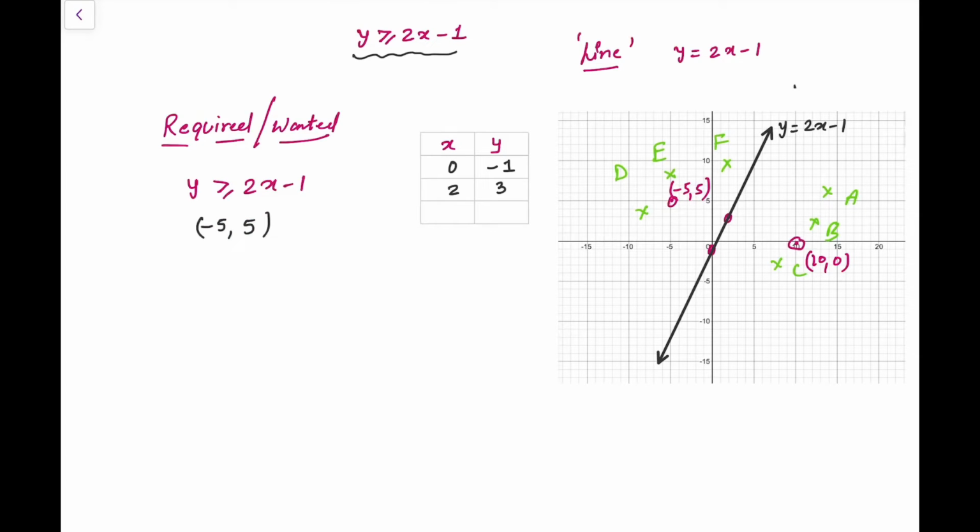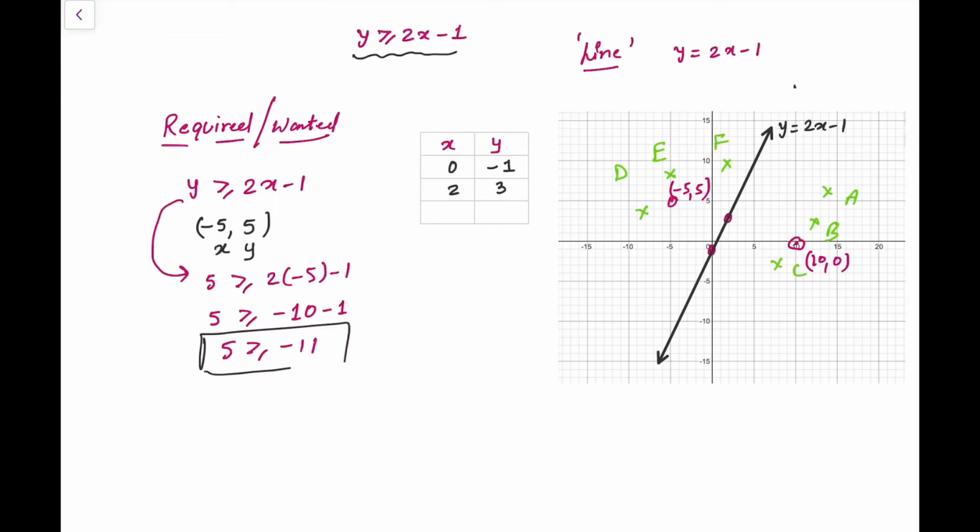y greater than or equal to 2x minus 1. So minus 5 and 5 is x and y. Substitute the values. y is 5, greater than or equal to 2 times negative 5 minus 1. 5 greater than negative 10 minus 1, which gives you 5 greater than or equal to negative 11. And yes, 5 is a positive number. It's always greater than a negative number. So it's true. It means the point negative 5 and 5 will be included in the required area.